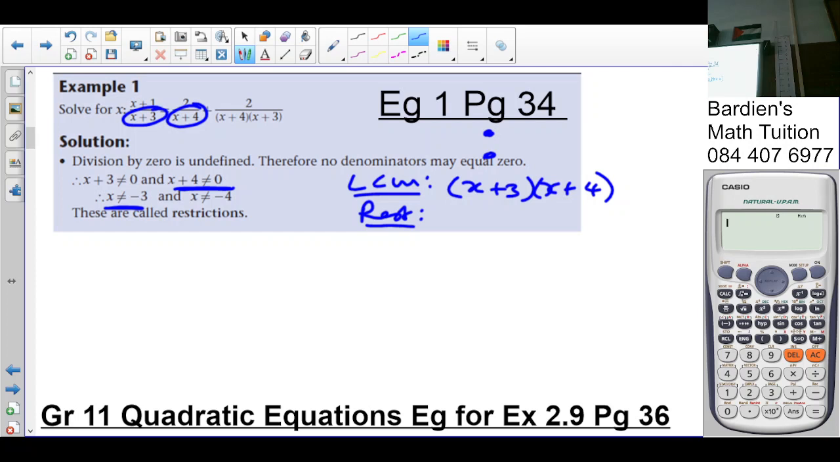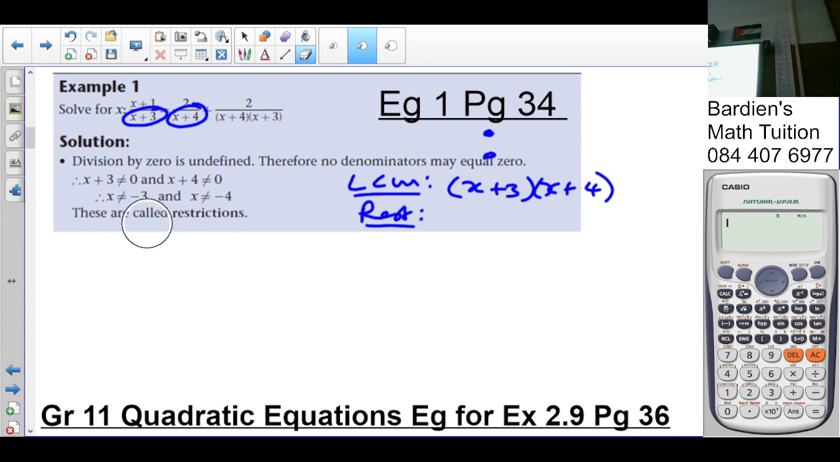When is something undefined? It's when the denominator is equal to 0. Something is non-real when under the root is a negative sign. Okay, we get imaginary roots then.